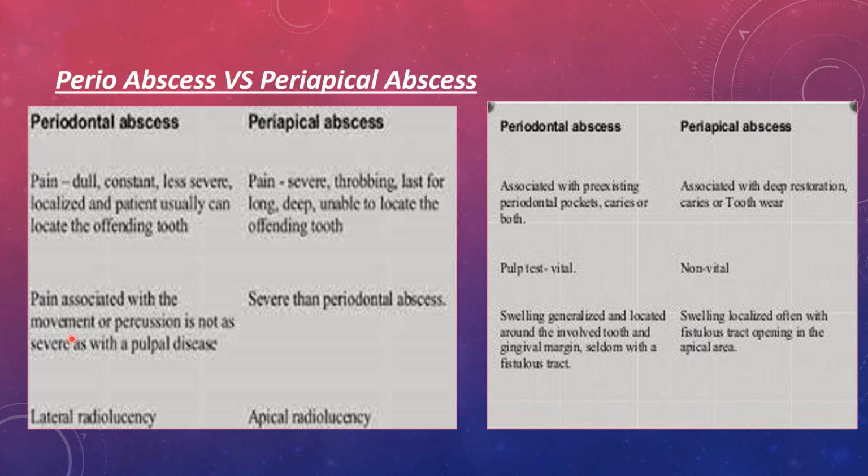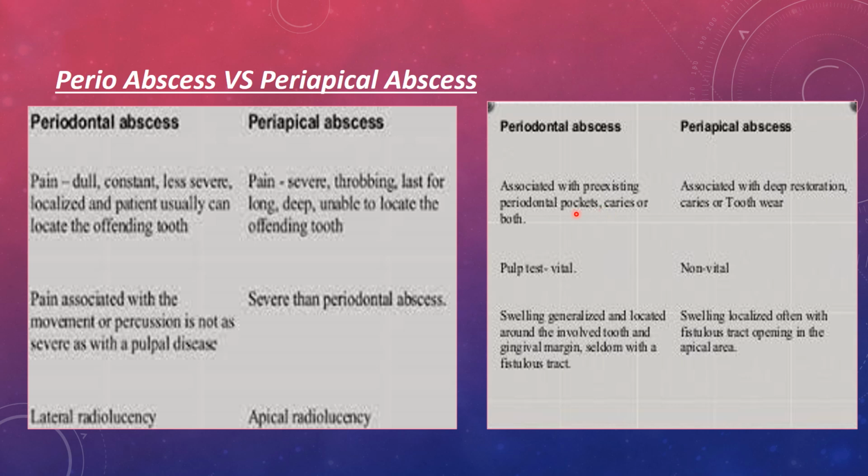In periodontal abscess, the pain is dull, constant, less severe and localized, and the patient usually can locate the offending tooth. Whereas in periapical abscess, the pain is very severe, throbbing, lasts long, is deep, and the patient is unable to locate the offending tooth, and it will be more severe than the periodontal abscess. In periodontal abscess, the radiographic feature is lateral radiolucency, whereas in periapical abscess it is apical radiolucency. And periodontal abscess is more associated with pre-existing periodontal pockets.